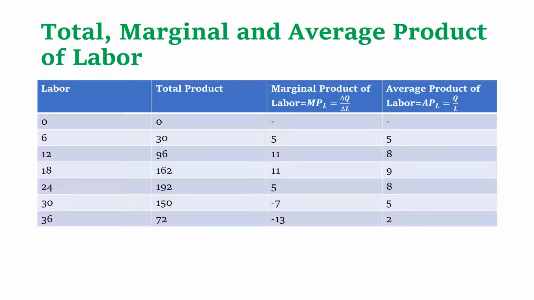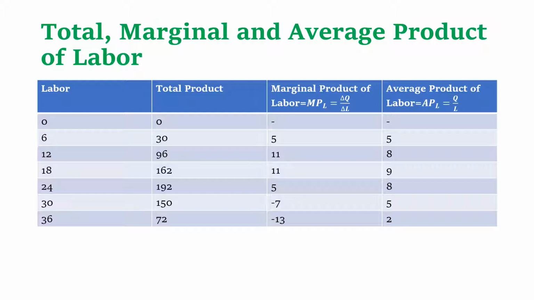Now let's look at a typical total product, marginal product, and average product of labor schedule. If we look at this table, we notice that when zero labor is employed, nothing is produced, and the marginal product and average product are just zero. Now let's take a look at a situation where the farm decides to employ 6 workers. What will happen here?